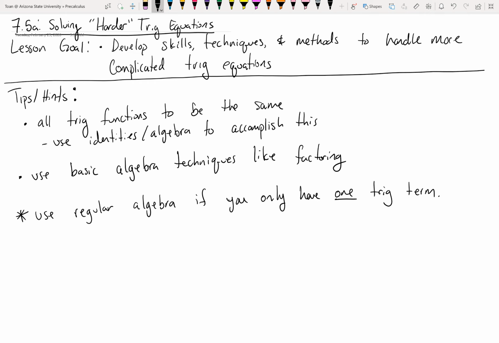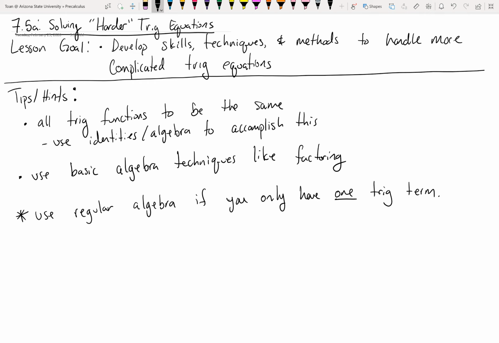Once all the trig functions are the same, it's just an algebra question. Yes, it might use sines and cosines, but the idea is use good old-fashioned algebra, be it factoring, inverse operations, square rooting, squaring, whatever you need to do to isolate the variable. However, the new thing that I'm injecting today is that all these hints and tips and techniques and special methods, they go all out the window if you only have one trig term.